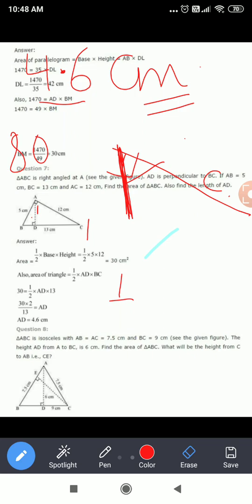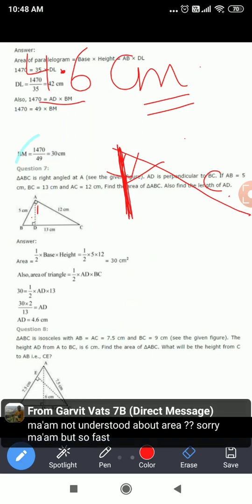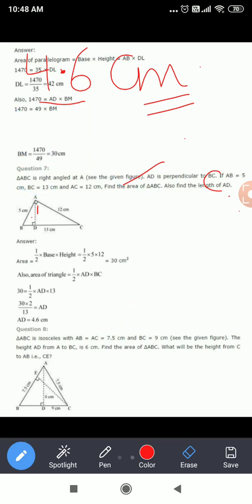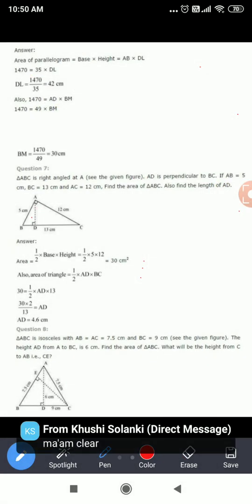Any doubt in this? The area is given. Proceeding towards question number 8.